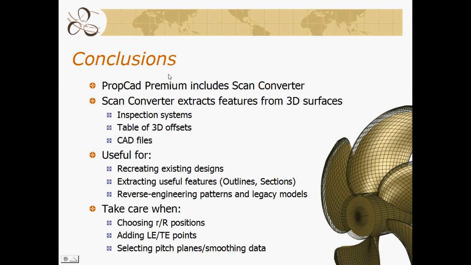When using Scan Converter, you'll want to make sure that you properly orient the propeller in space, whether that's on your inspection device or within your CAD document. You'll also want to choose an appropriate R/R distribution, typically with increasing density near the tip where curvature is very severe. You'll want to ensure that you add additional points on the leading and trailing edges if resolving the full section shape is critical to your application.